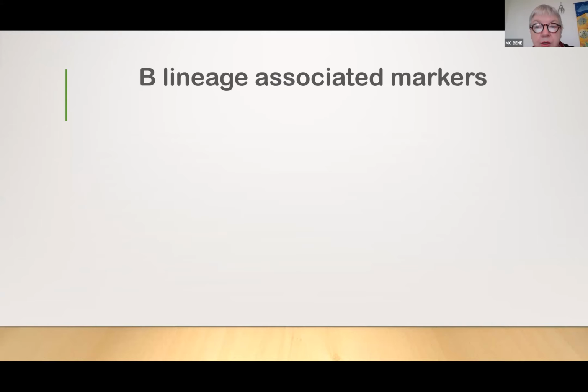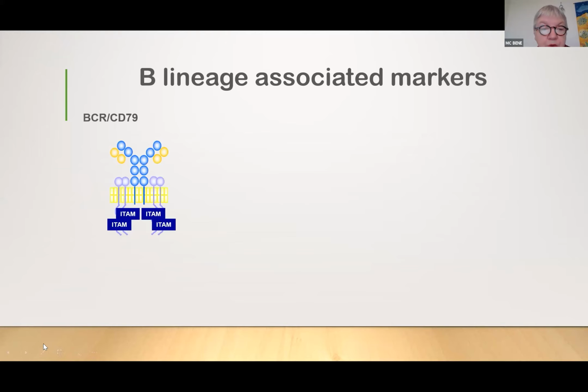So if we look at the markers, the B lineage associated markers, of course, the most important is the BCR, which is this immunoglobulin on the surface of the B cells with 2 heavy chains in blue, 2 light chains in yellow, a transmembrane part, and only 3 amino acids in the cytoplasm. So that's not enough for this molecule when it has recognized the antigen by its FAB to trigger the immune response.